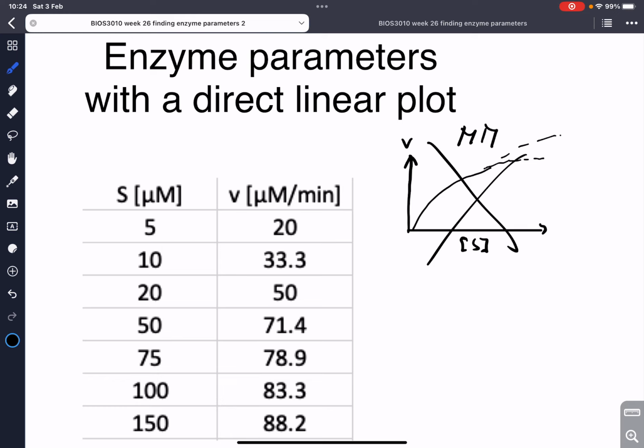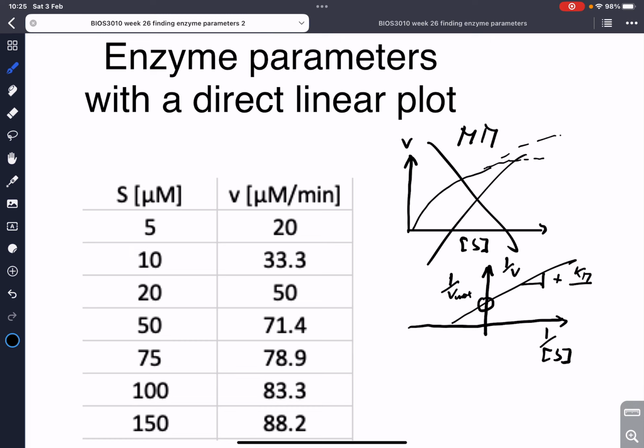So instead, we could perhaps use a Lineweaver-Burk plot or a double reciprocal plot, where we plot 1 over the rate versus 1 over the substrate concentration, and we would hopefully get a straight line. This point here would be 1 over Vmax. The gradient would be plus Km over Vmax. And the x-intercept would be minus 1 over Km.